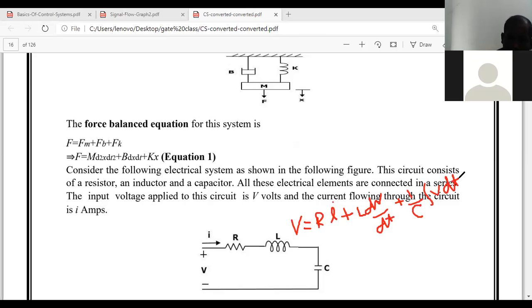So this is the same as the previous equation, right? The above diagram is equivalent to the electrical system of this one. So with that, we'll wind up. Continuation we'll see in the next class.